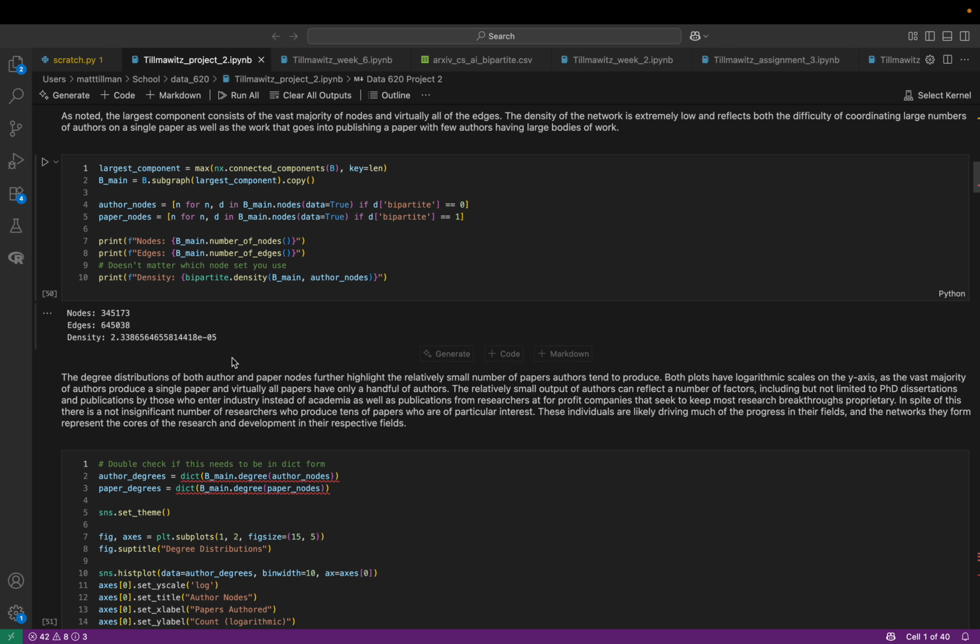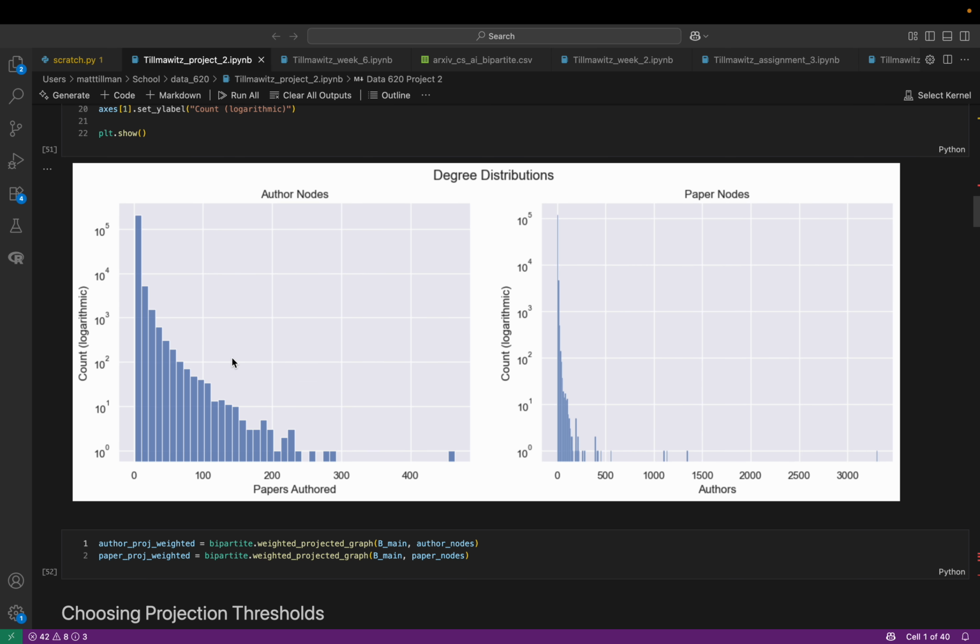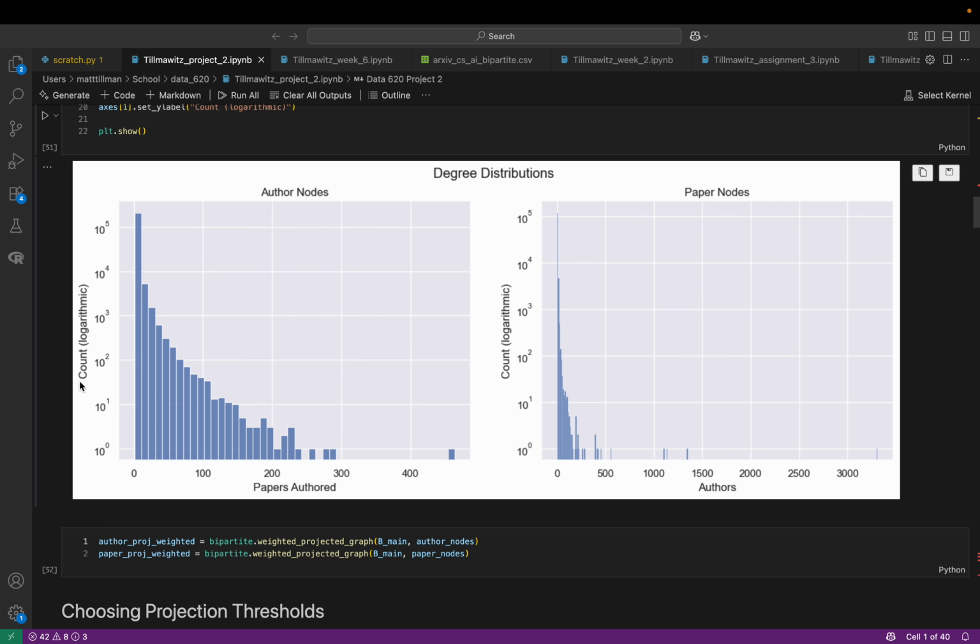research papers. If you look at the distribution of the degrees, we should note that the counts, the y-axis, is logarithmic in this case. We can see that our initial assumptions are borne out, with the vast majority of authors only producing a single paper, and virtually all papers having only a handful of authors, although there are some notable exceptions.